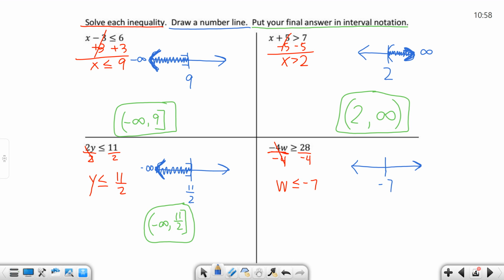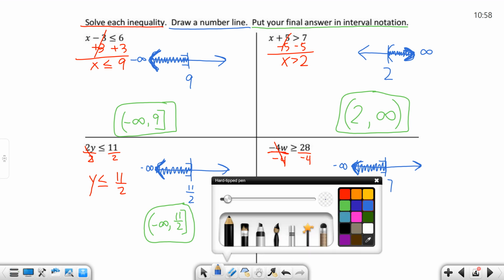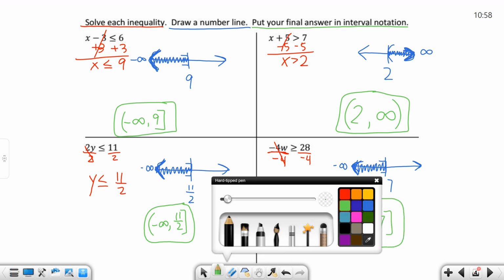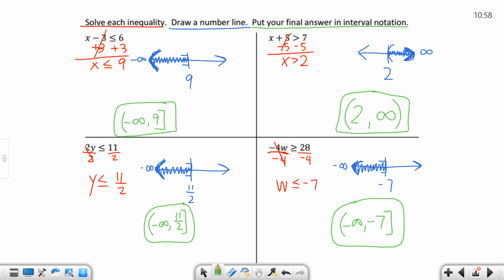Negative 7. So then less than or equal to negative 7 is out here to the left, and that's going to be negative infinity with a bracket. So we got a bunch of these with brackets going to the negative infinity, don't we? So third one here out of 4. Negative infinity, comma, negative 7. Negative 7 is a bracket. Negative infinity, always a parenthesis. So there's your interval notation.